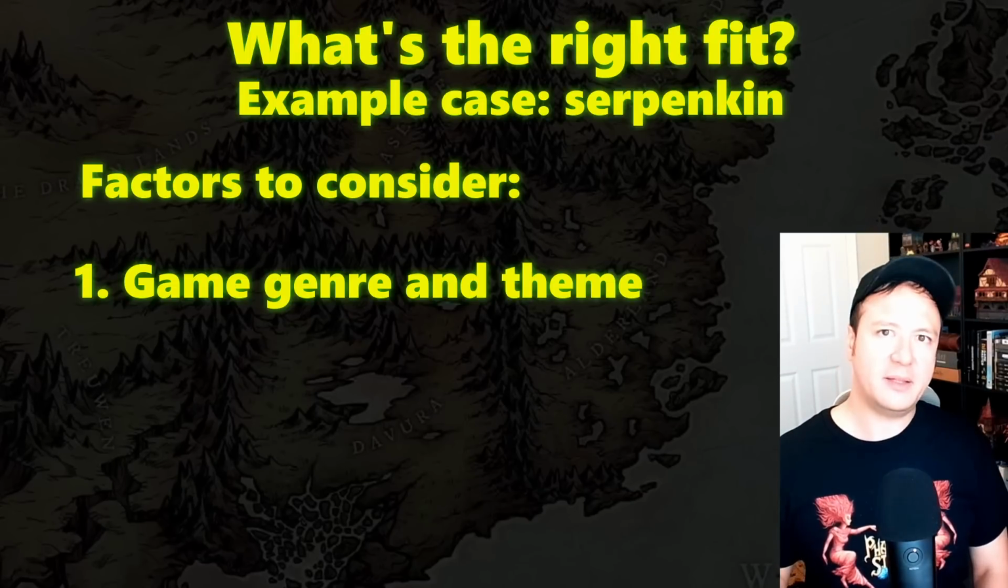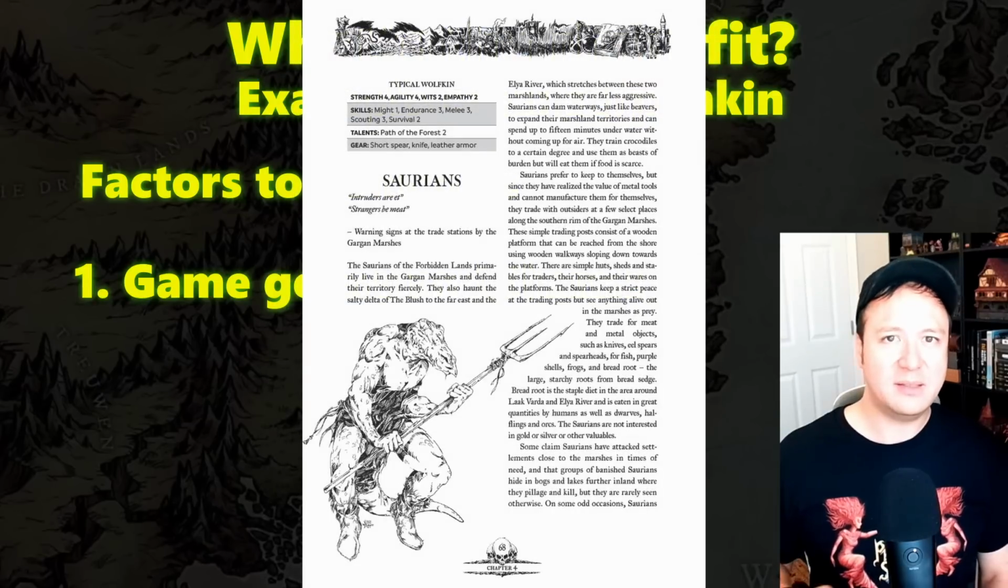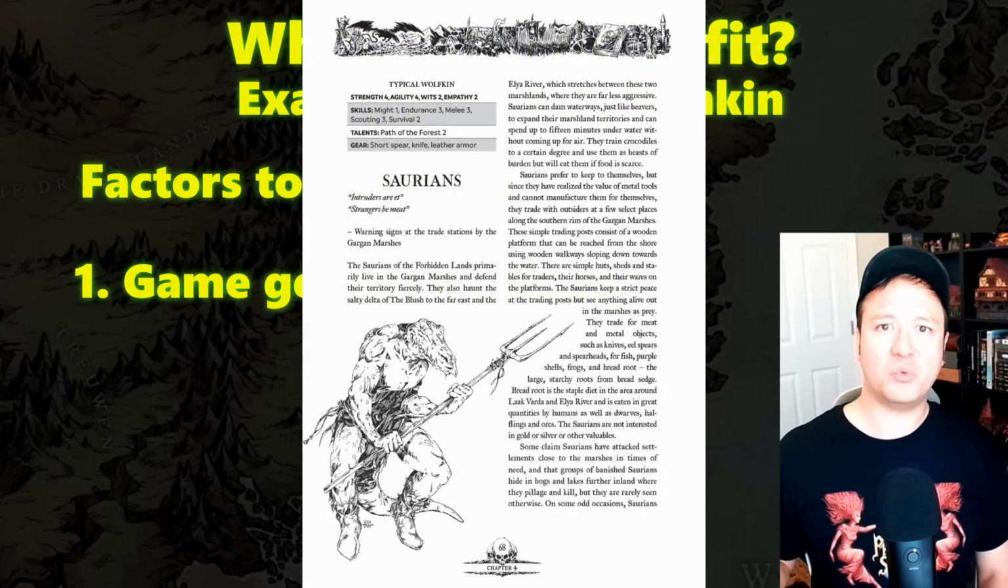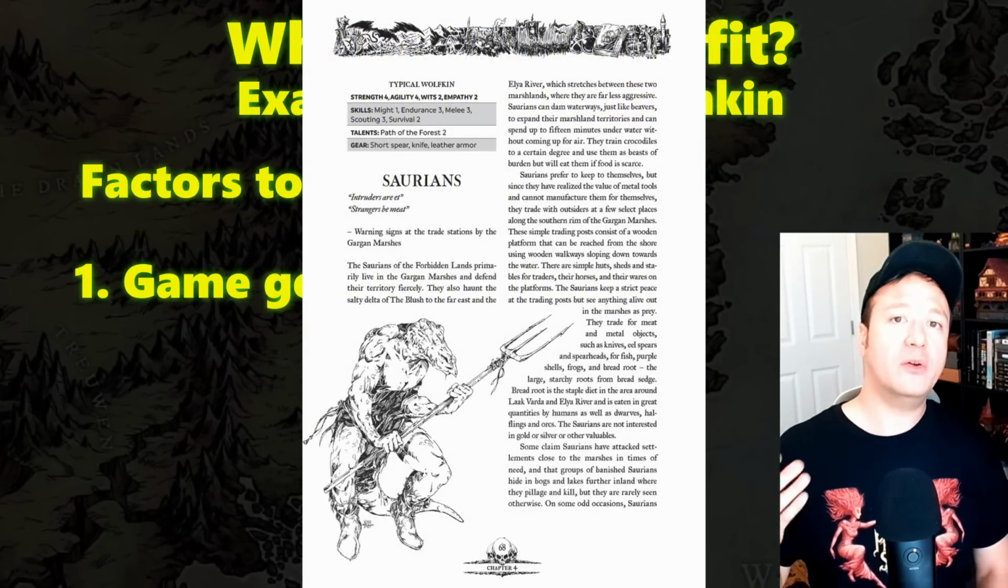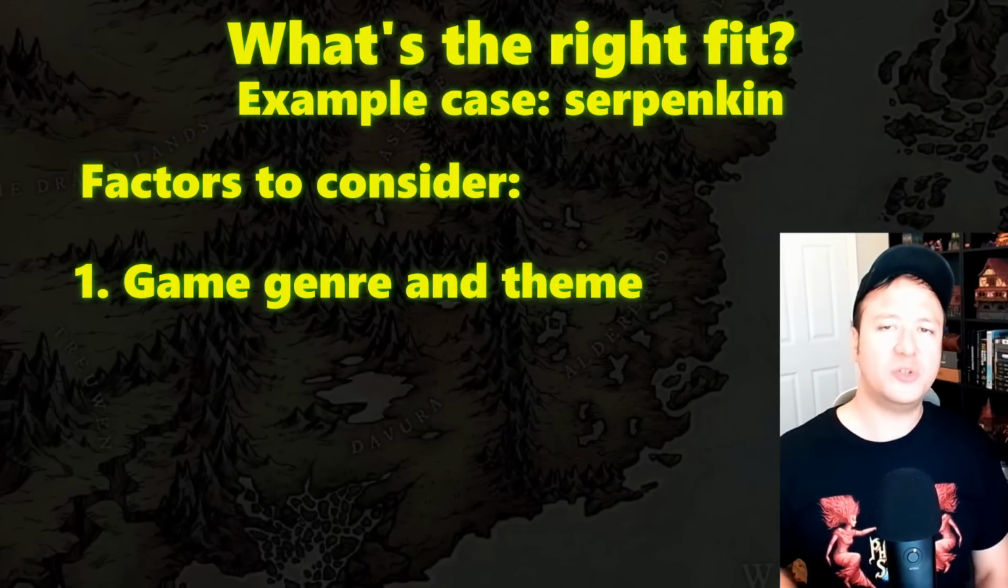In the case of Forbidden Lands, the most notable related kin would be the Saurians, an atavistic lizard folk that kind of putts around in swamps here and there. So there is precedent for reptilian kin. The next place to look is the history of the setting.